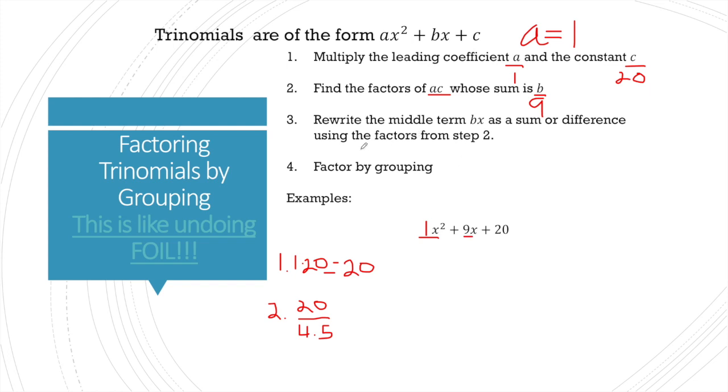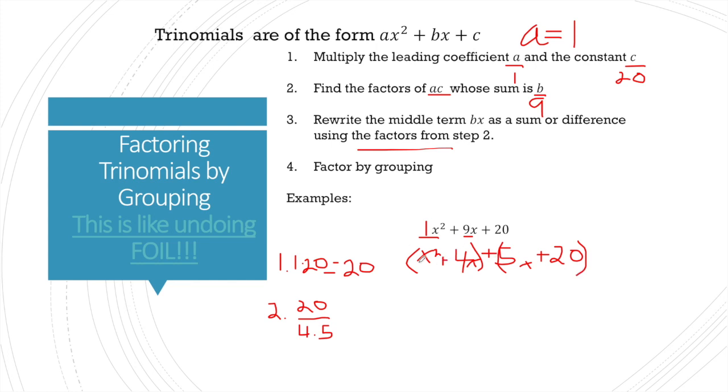So now in step 3, I'm going to rewrite this middle term, 9x, as the sum or difference using our factors from step 2. So I'm going to rewrite 9x as 4x plus 5x. Let's go ahead and do that. And then I'm going to factor by grouping. So we're going to put our grouping symbols around, otherwise known as parentheses. All right, so now I have my 4 terms grouped into groups of 2.